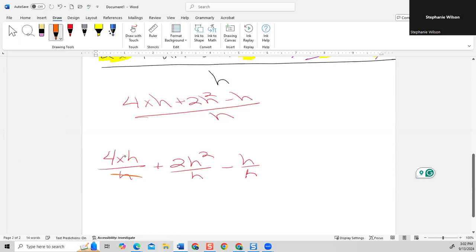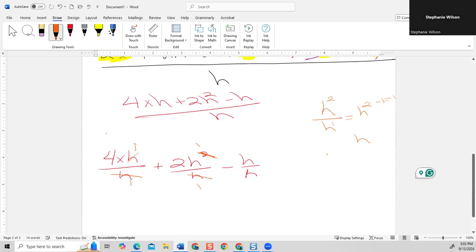H goes into itself one time. Whoops. So it leaves me with 1 in its place. H goes into itself 1 time, but there's 2 h's up here, so it's only going to take away 1 h. Now let's explain this right quick. This goes back to that rule: when you divide by like bases, we subtract the powers, and it's always top power minus the bottom power. So I got 2 minus 1 is 1. That's how I got the h in the second term.